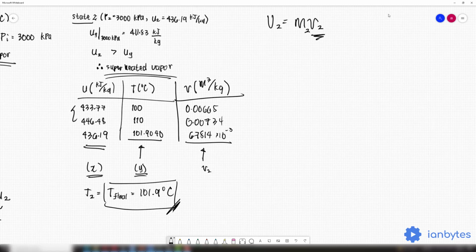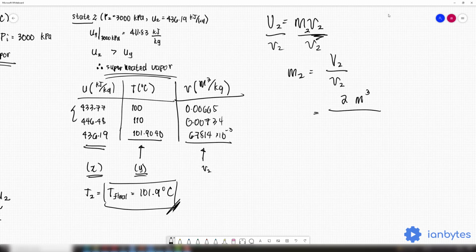Now, take note that we are looking for M2. So, dividing both sides of this equation by the specific volume, we have M2 is equal to capital V2 over small v2. At alam naman natin na ang ating final volume ay equal lang sa 2 cubic meters. At alam natin na ang specific volume ay equal lang sa 6.7814 times 10 to the negative 3 cubic meters per kilogram. The cubic meters will cancel out, and we have M2 is equal to the quotient of these values. So, plug in lang natin sa ating calculator.